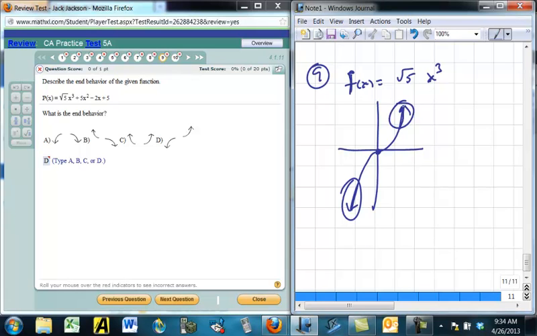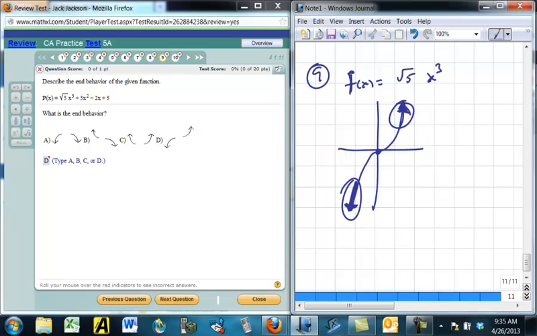So it's going to look like that on the end. On the far right, it's going to be increasing, concave up. On the far left, you're going to think of the arrows pointing down, but it's going to be actually increasing as we go left to right, concave down. So anyway, you want the arrows that look like this, and that's D.